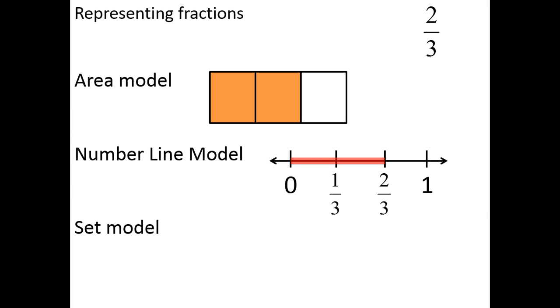And another way to represent fractions is with a set model. So to represent 2/3, we could use a set containing 3 objects. And if we show what 2 of those 3 objects look like, then we could say that this represents the fraction 2/3. Now what makes this model a little different is that it's not representing so much part of a whole, it's representing part of a set. The whole in this case would be considered the whole set.